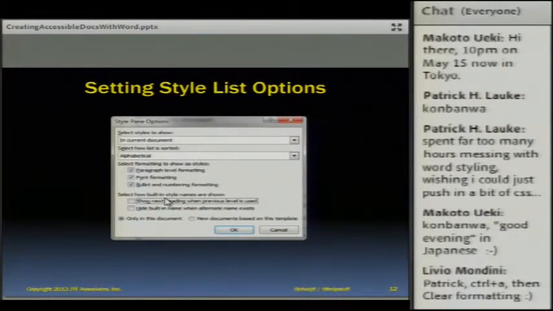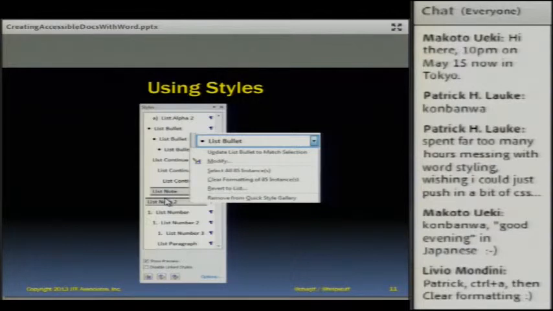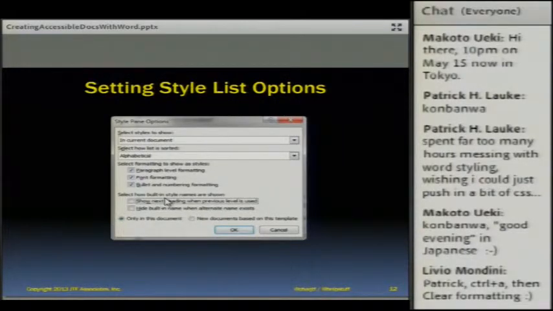You can also control what styles appear in that list by setting the style list options. Now, at the bottom of the style list is this options dialog box. So when you click or tab and activate options, you get this screenshot. First option is select styles to show. The options are in current document, recommended, in use, and all styles.